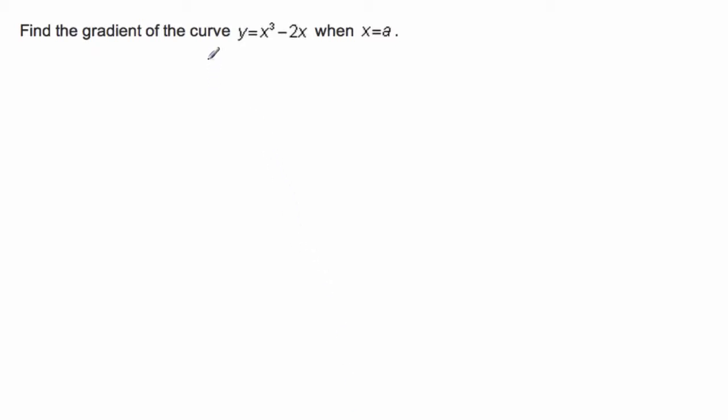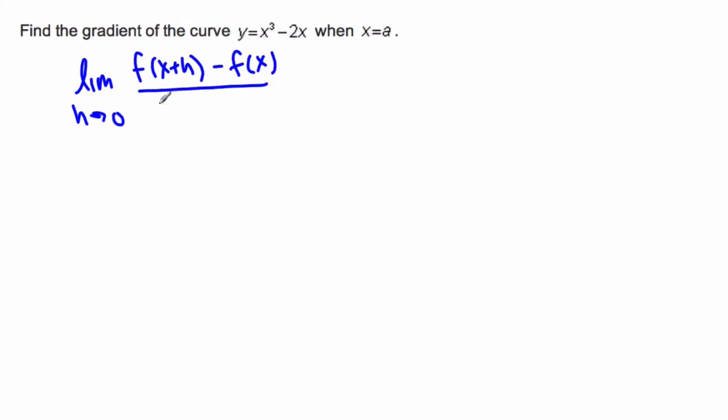Okay, let's find the gradient of this curve at x equals a using the limit process. So if you remember the definition of derivative, which is basically stemming from just the slope, it says the limit as h approaches 0 of f of x plus h, which is y2 minus y1, all over x2 minus x1, and the x's cancel, and we're left with just h.